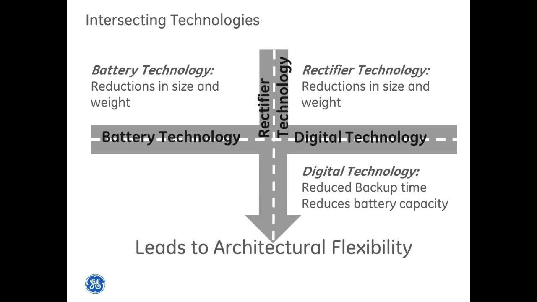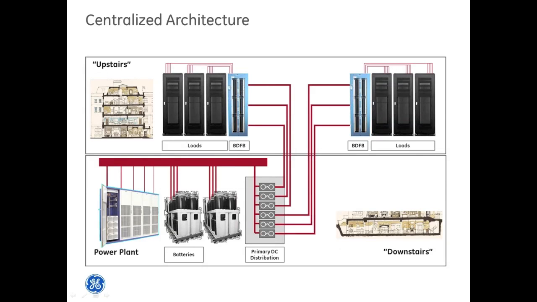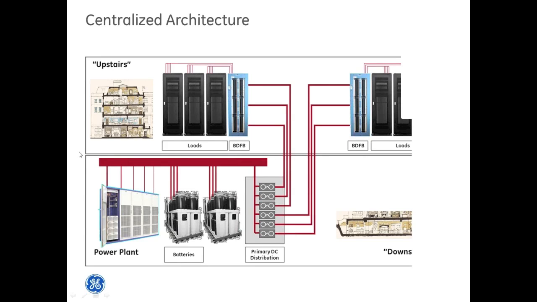So these converge to give us the opportunity to look at some different architectural implementations of DC power plants, and what I'm calling architectural flexibility. If we look at the centralized architecture, which was typically what was used, I use my upstairs-downstairs analogy: down in the basement you've got a large power plant, a large array of batteries, some primary DC distribution, feeding up to BDFPs, feeding loads in the upstairs revenue-producing area of the central office.